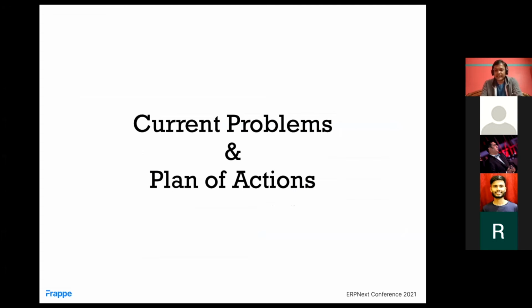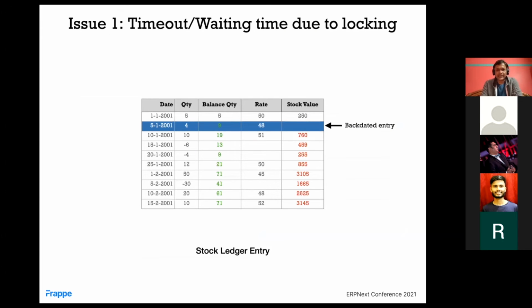But still, we are getting a few problems related to stock ledger entries and reposting. So let's talk about them. Again, we are getting some timeout or waiting time due to locking. Yes, again, this is a timeout issue, but it's a little bit different from before. So let's take an example. Assume this is the stock ledger entry table where we maintain quantity, balance quantity, rate, stock value, etc. And we made a backdated entry on 5th January.